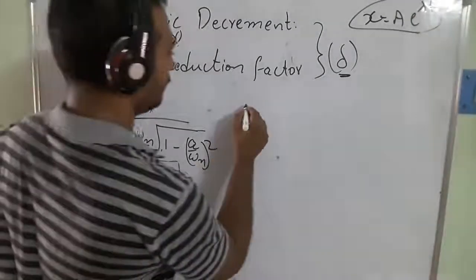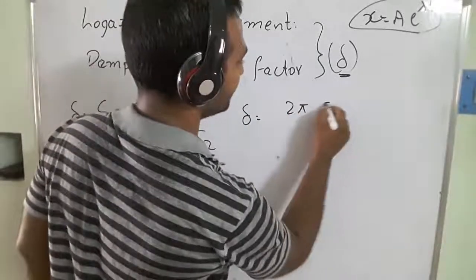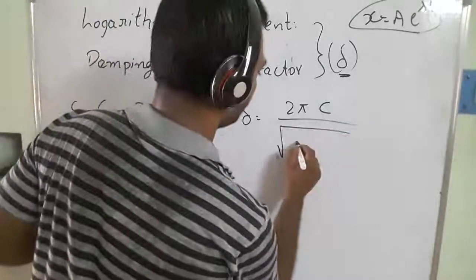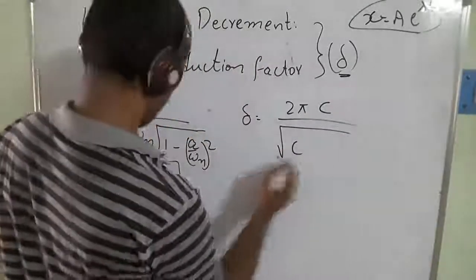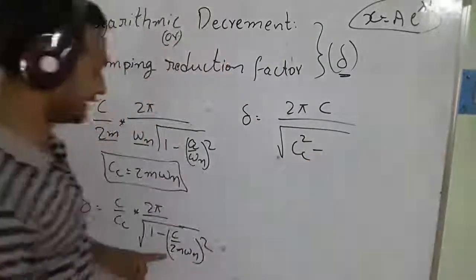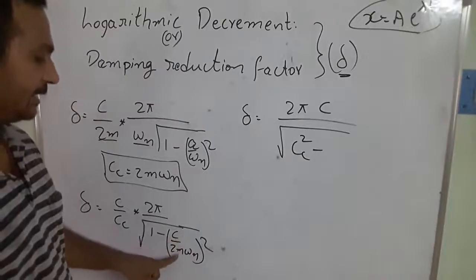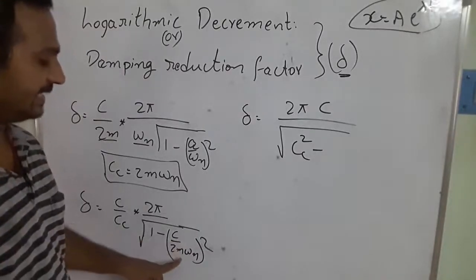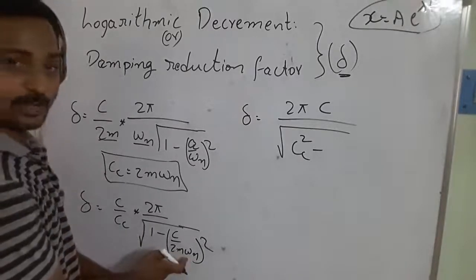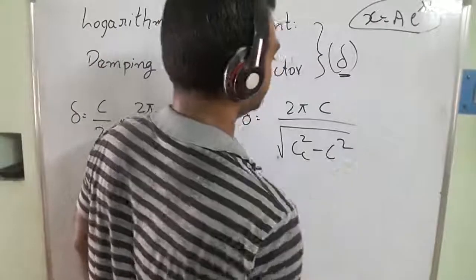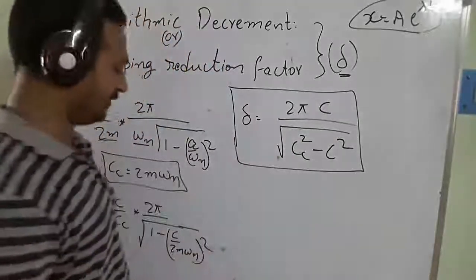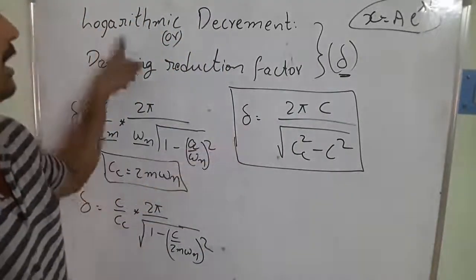So that equation, the delta is equal to 2 pi c divided by, from this one 2 pi c, that's going to be the square root of, so here when we are taking the Cc inside the root, that's going to be Cc square minus, here, what is the value we are getting? C by Cc we are going to be getting. So then this Cc square and this Cc square are going to be cancelled. Then finally we are getting only the C square value. So then this is going to be one equation of your logarithmic decrement.